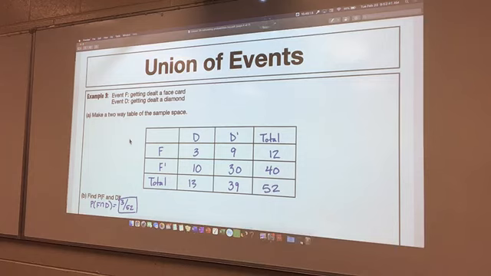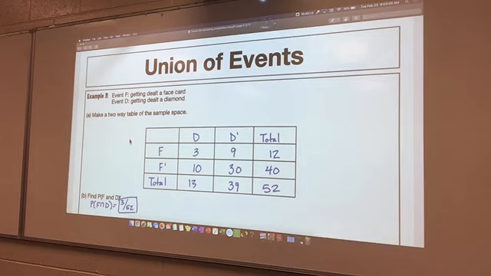Okay, so what's my probability of getting a face card? What would that be? 12 out of 52, okay? What's the probability of a diamond? 13 out of 52. And what does that give me? 25 out of 52. Okay, so what do we see happening here?